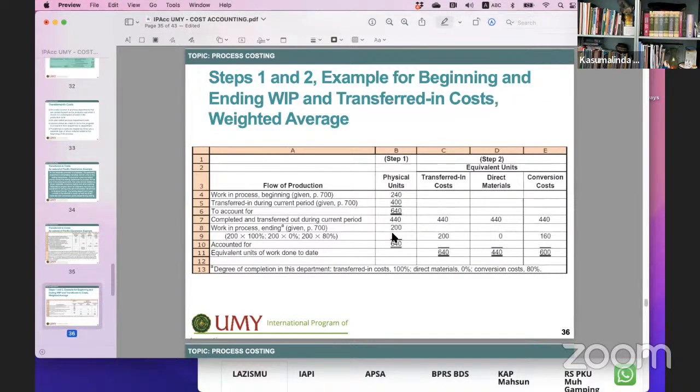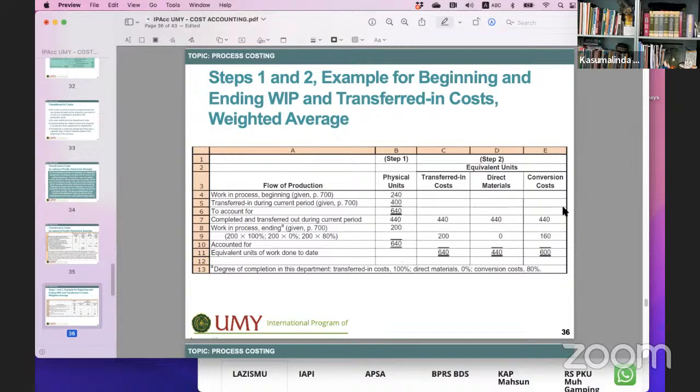Jadi bila kita prepare the physical units here, the beginning work in process 240, semua ni daripada maklumat yang diberi from the given informations. Transfer in during current period 400, and the units that I explained to you just now. Okay, we got to account for 640, and then completed and transfer out 440, work in process 200, we got 640. So again, the total should be the same.